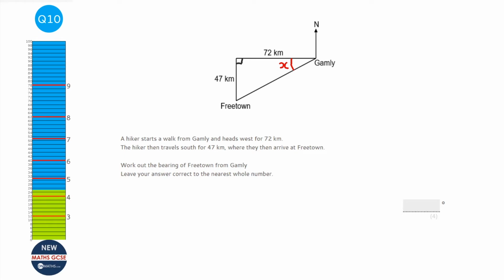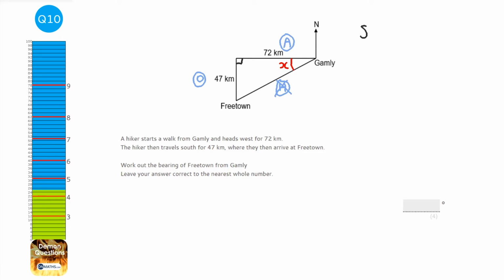Now to find x, we need trigonometry, and to do trigonometry, we need to label the sides. We've got the opposite here, which is opposite the angle we want. We've got the adjacent here, and we've got the hypotenuse here. Well, the hypotenuse is of no interest. We're not looking for it, and we're not given it. So it's O and A.